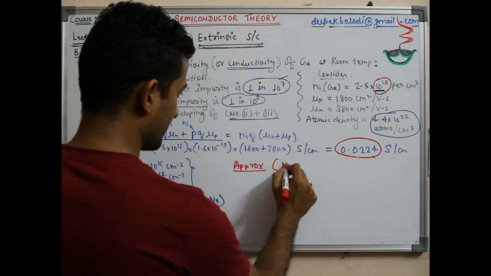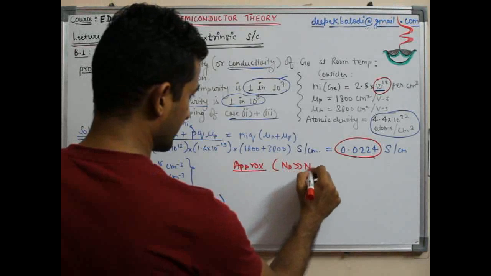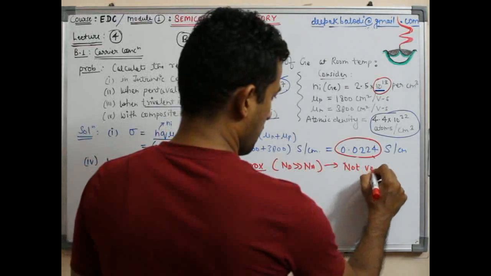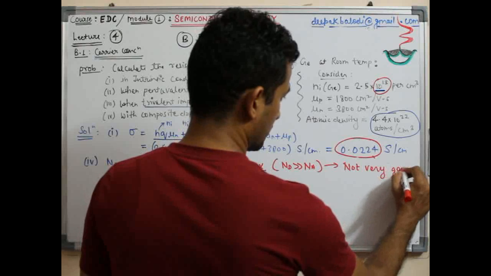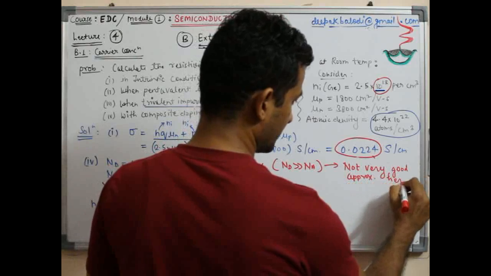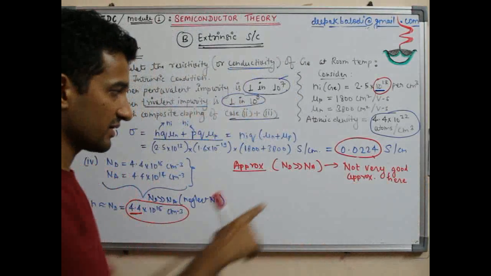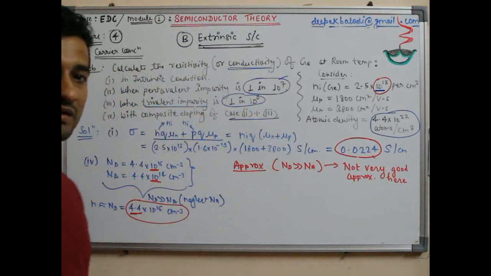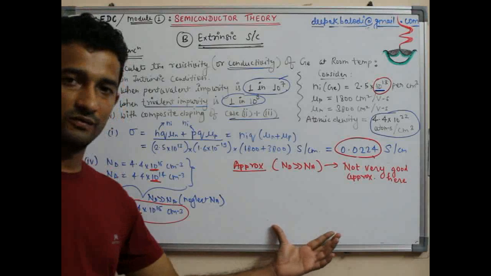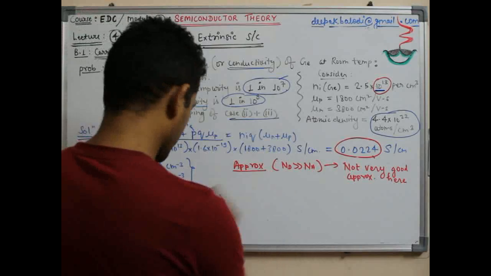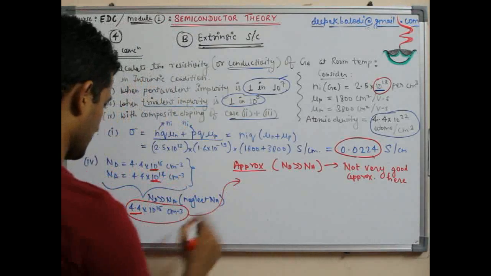In the approximate calculation, here we have assumed that Nd is greater than Na. Not a very good approximation here. I want to advise you that this is not very good, because Nd is only one order greater than this. So it is still preferable that if you wish to go with the accurate result, you should. But okay, I am going with the approximate one.